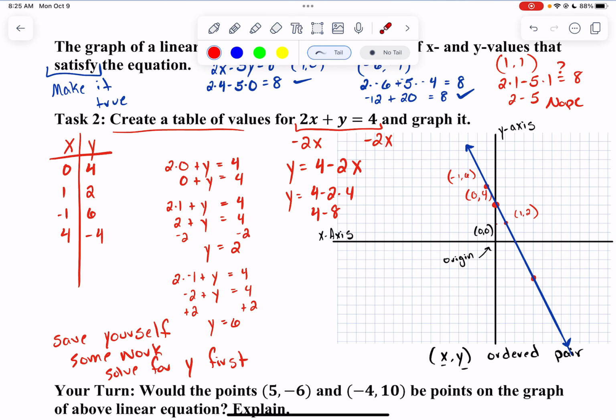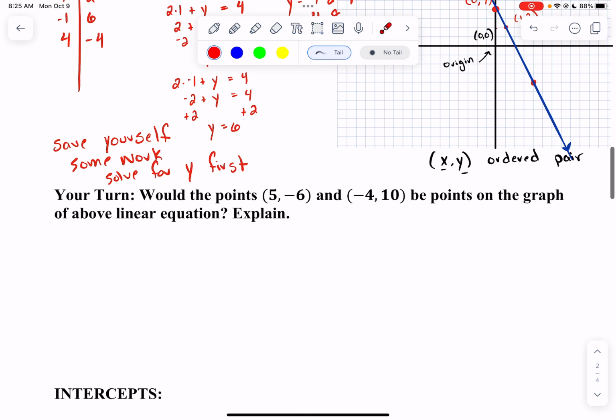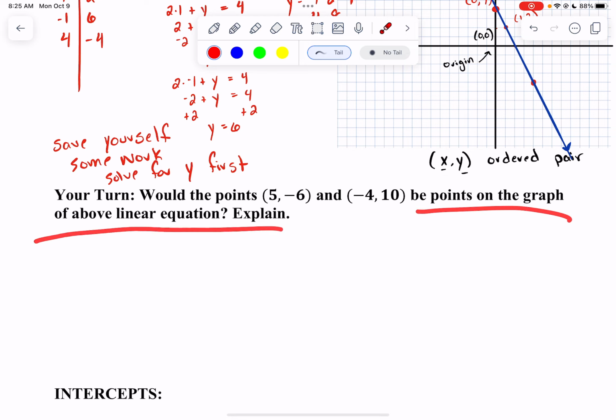Okay. All right. Now I want you to go ahead and answer this question. Would the points (5, -6) and (-4, 10) be points on the graph of the above linear equation? Explain. So this is your turn.